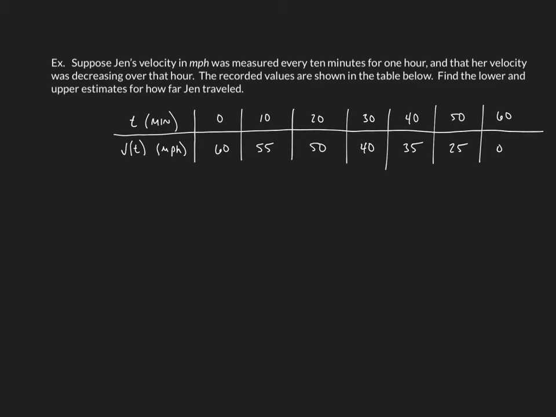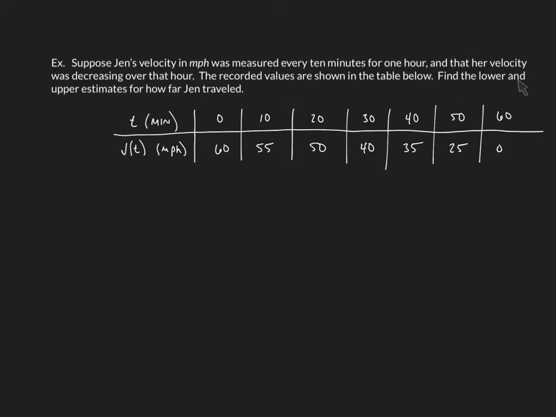So since the velocity is decreasing, as you can clearly see, when we're asked to come up with a lower estimate and an upper estimate, we're going to remember that if velocity is decreasing, then it's going to be a right-hand approximation that will be a lower estimation, and a left-hand approximation that would be an upper estimation. We're not going to have to mix and match different sides of rectangles because it's consistently a decreasing function.